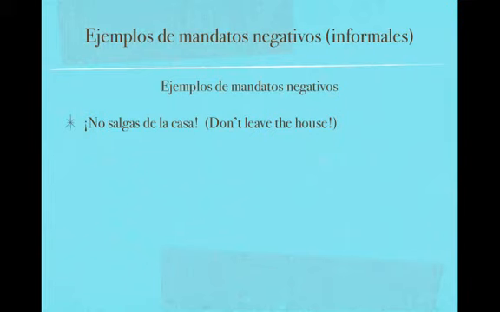So you look here and you see salgas, okay, that came from salgo, which is the yo form of salir. We cut off the O of salgo, we add the opposite vowel of an IR verb like salir, it's going to be A. You add the S to the end and you put the no in front, so no salgas de la casa. Same with no comas las galletas. Como is the yo form in the present tense, you cut off the O, the opposite vowel of an ER verb is A. You add an S to the end and you put a no in front.